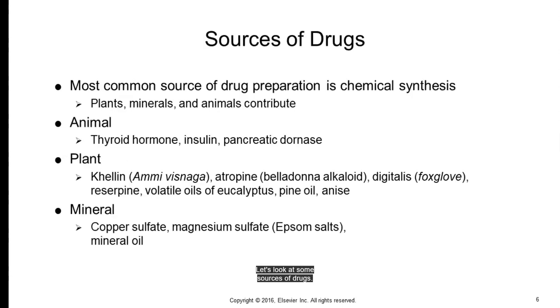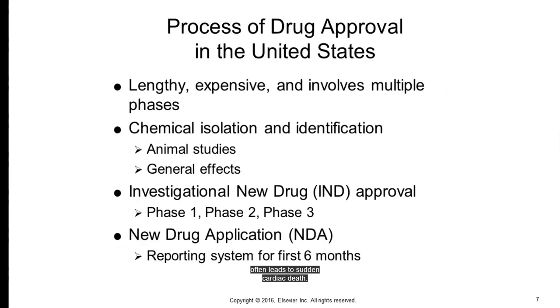Let's look at some sources of drugs. We briefly mentioned the term pharmacognosy and mentioned an example of an animal source for thyroid medications and a plant source for the cardiac medication digitalis, but minerals can also be used as a drug source. If you've ever soaked a sore body in an Epsom salt bath, you know that mineral, magnesium sulfate, can ease the pain and swelling of sore muscles. But did you know it is also used to treat torsade de pointes, an arrhythmia that often leads to sudden cardiac death?